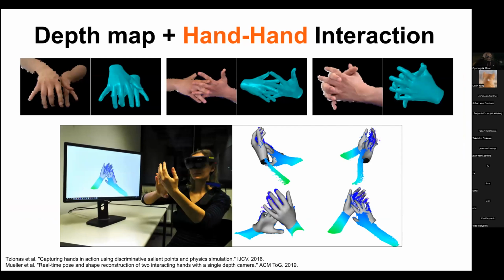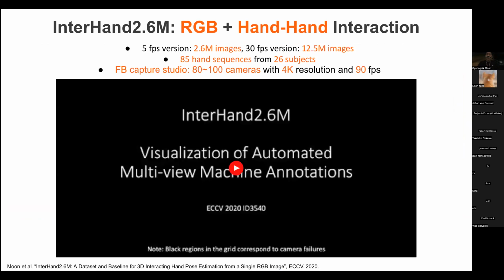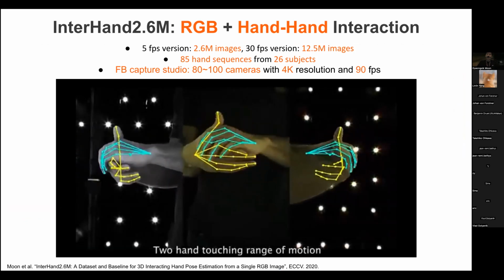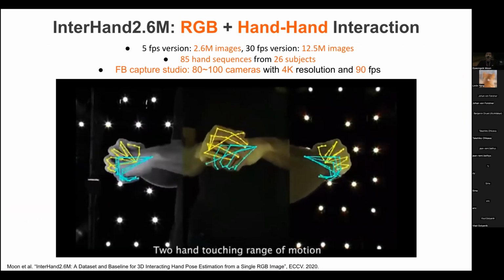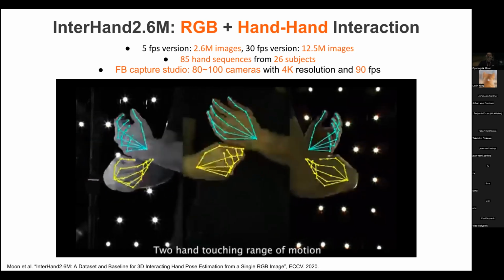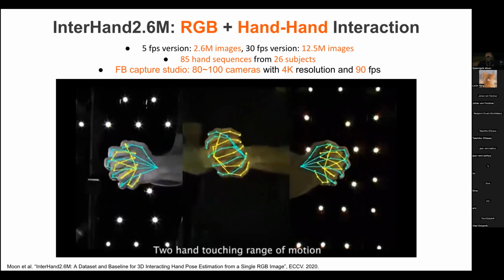So this makes early works take depth maps as an input instead of single RGB. The primary reason for taking depth was the lack of RGB-based datasets. So to address this, we introduced our InterHand dataset, which is the first large-scale RGB-based dataset, which consists of two interacting hand images and accurate 3D ground truths. Let me first briefly introduce our InterHand dataset.